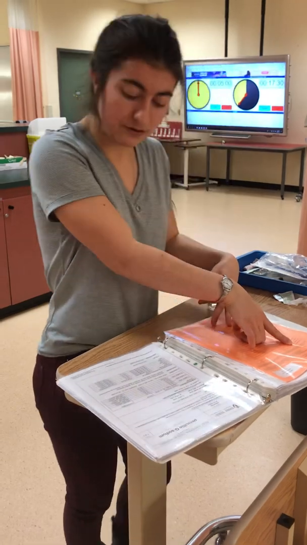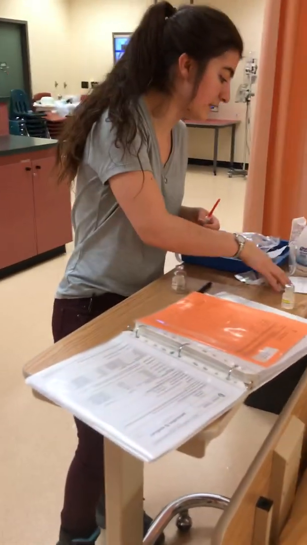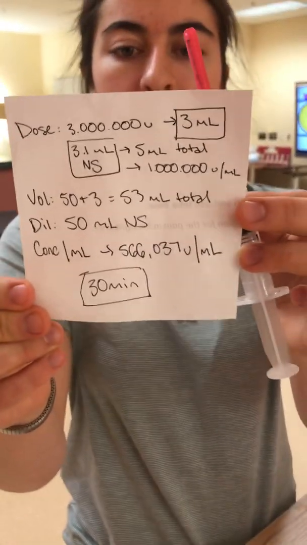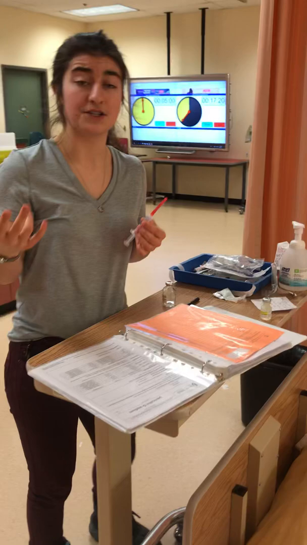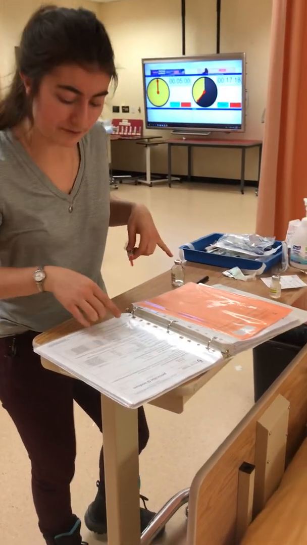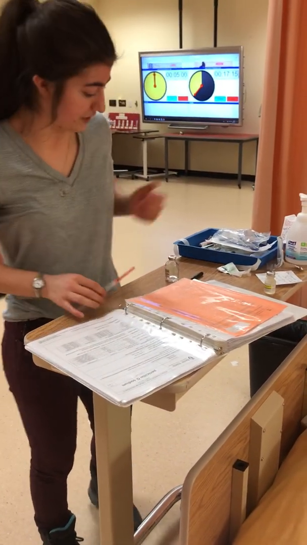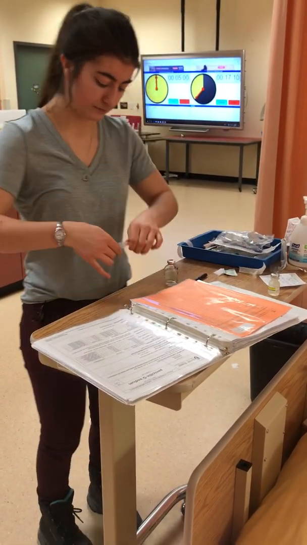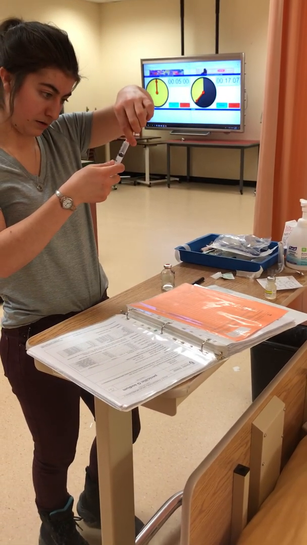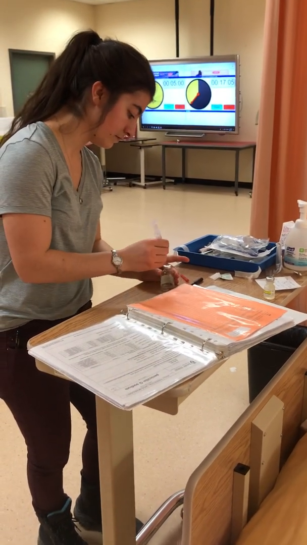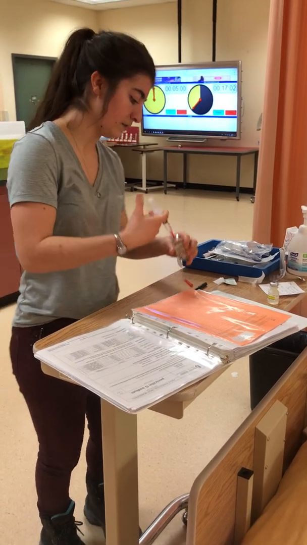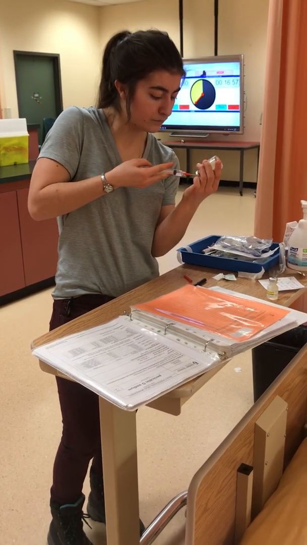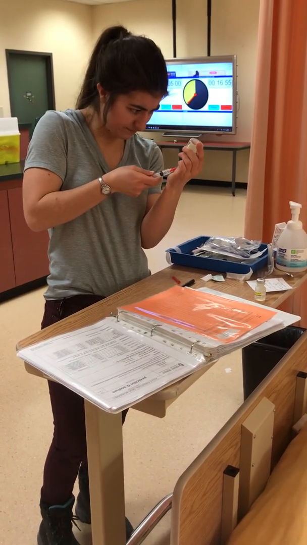I'm taking 3 million units, which means that I'm going to need 3 mils. I've done the math here for everything, just so you can take a nice little look. So 3 mils because it's 3 million units, and now that this has been reconstituted, it is 1 million units per mil. So I'm taking a new one, giving it a nice clean. I have my 3 mils of air. Putting in the air, checking for air bubbles.